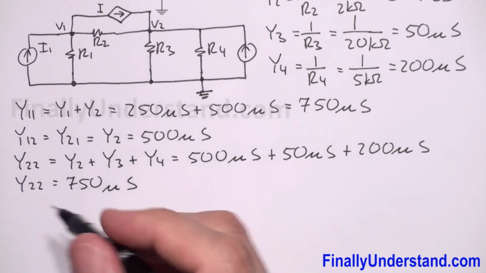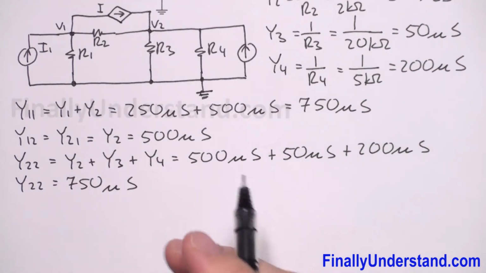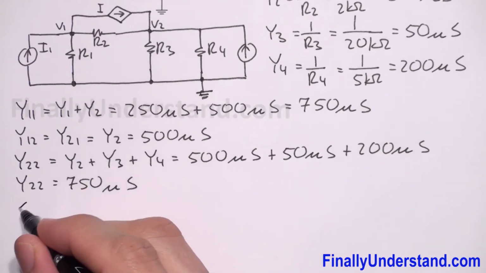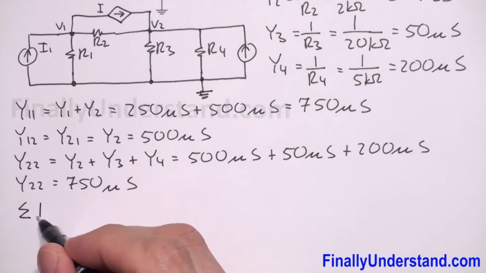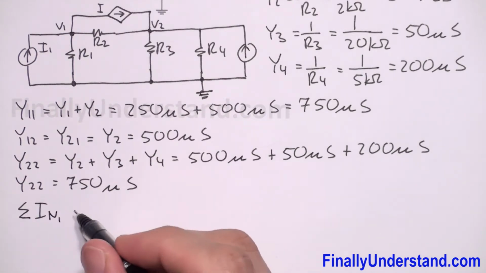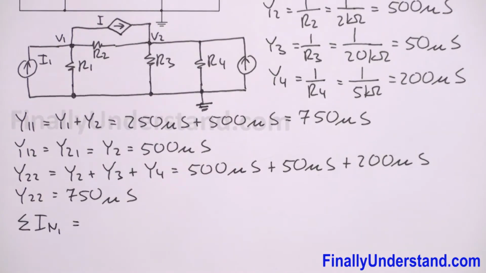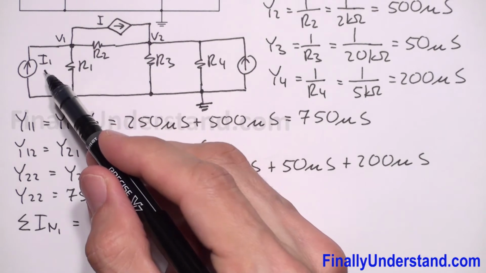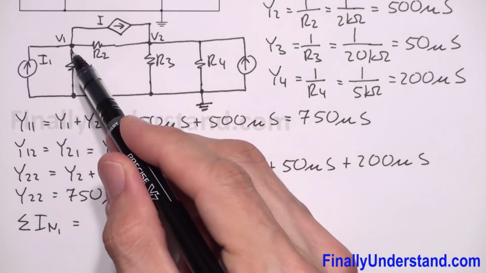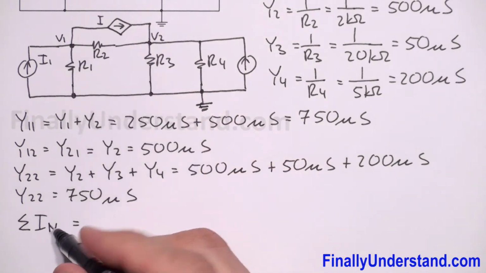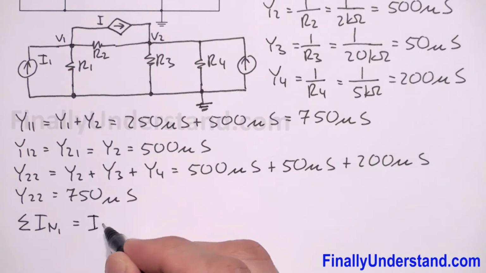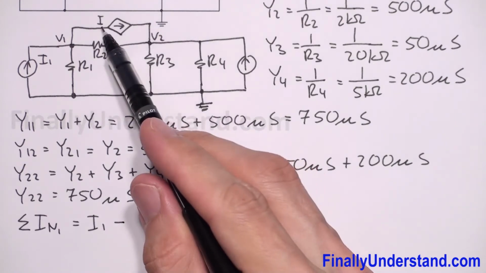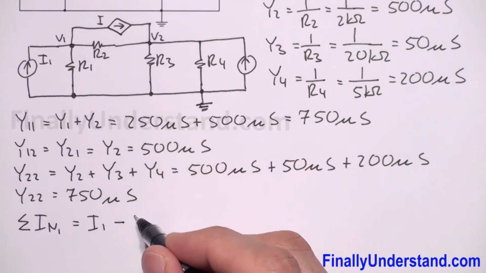Okay, next we're supposed to find the sum of the currents at these two nodes. So I have the sum of the currents at node 1. Please notice that node 1 is going to have current I1, which is coming to this node. So I'm going to write that this is equal to positive I1 minus I.